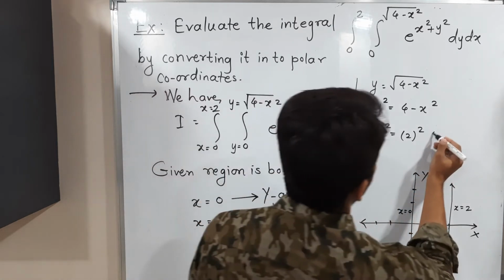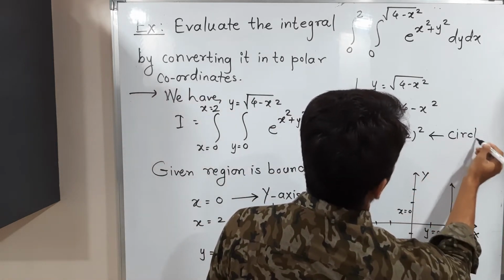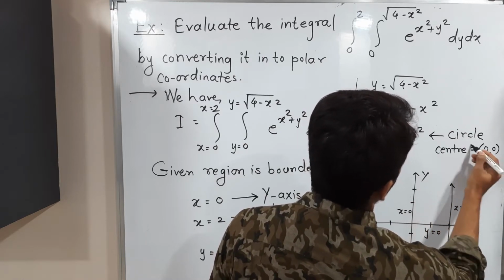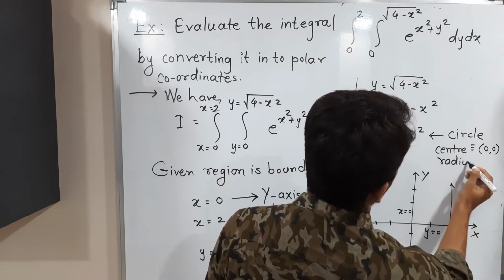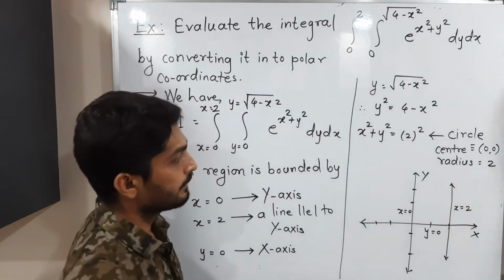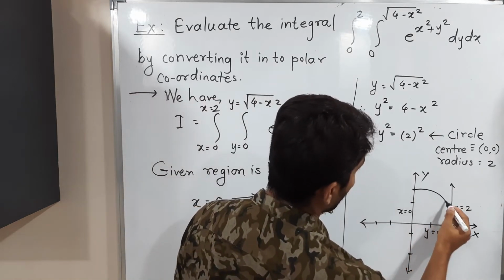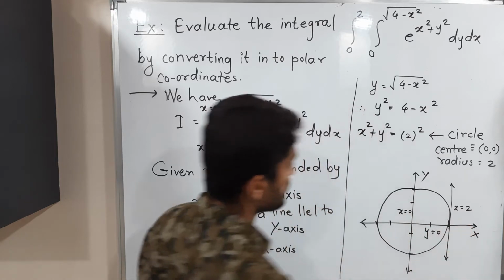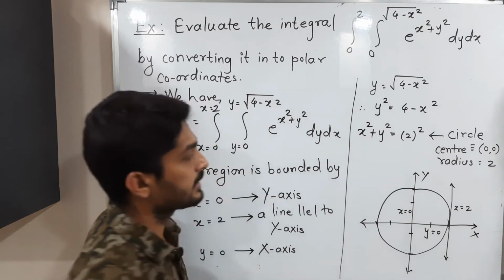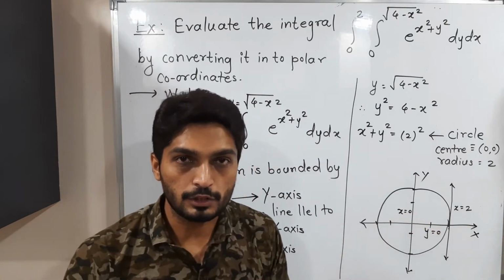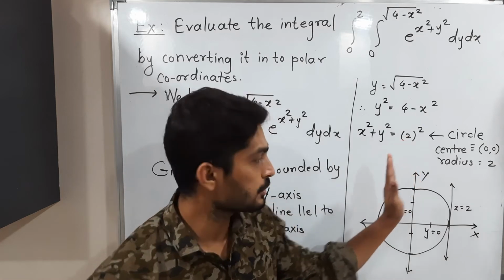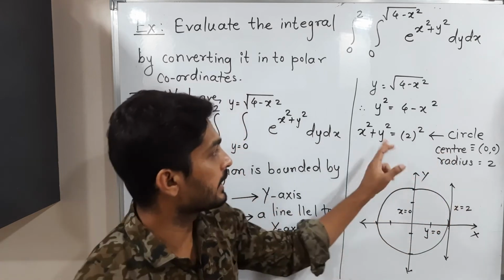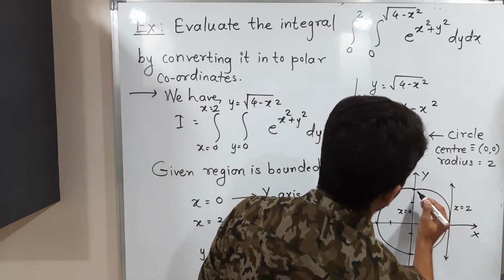So it is a circle. Its center is 0, 0, and its radius is 2, correct? So I will draw that circle here, having radius 2 and center 0, 0. This is the circle we have, x square plus y square is equal to 4. The given region is bounded by x is equal to 0, y is equal to 0, and x is equal to 2, as well as this circle. So this is the given region.